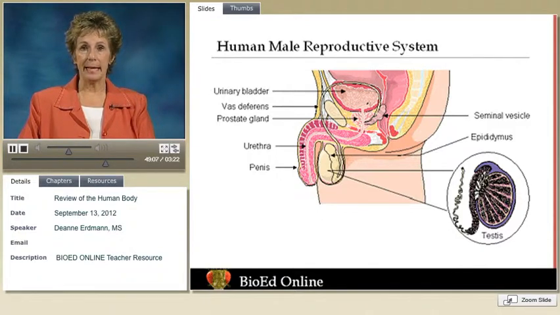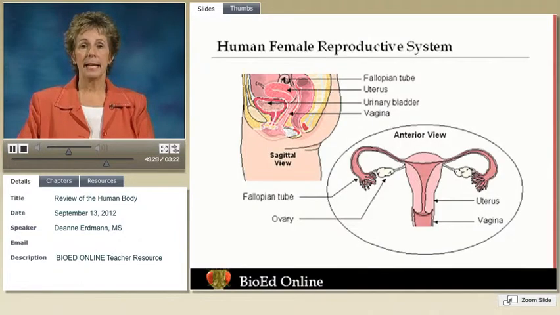Seminal fluid is added at that point, which is going to be the fluid that the sperm can swim in and also provides nutrients for the sperm. They pass through the prostate gland, which is going to rhythmically contract to ejaculate the sperm, and it leaves through the urethra in the process of ejaculation. Now let's take a look and see where the sperm need to go, and that's to the female reproductive system.